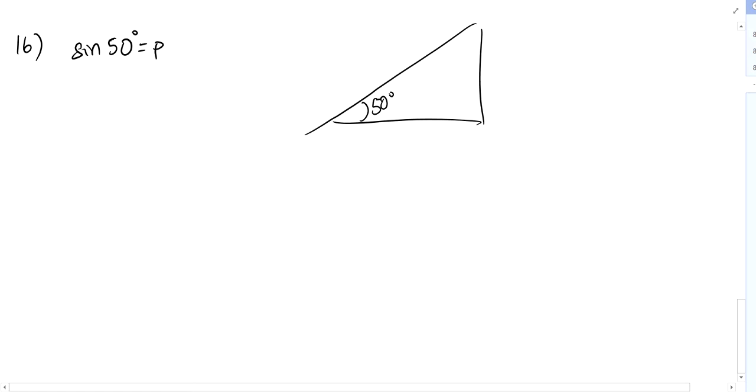So 50 degrees, P, 1. Since I've got two sides already, this being a right angle triangle, what is the adjacent side? Mentally, tell me the answer. Square root 1 minus p squared. Okay, so now we've got our basic triangle already. They want sine 230 degrees.